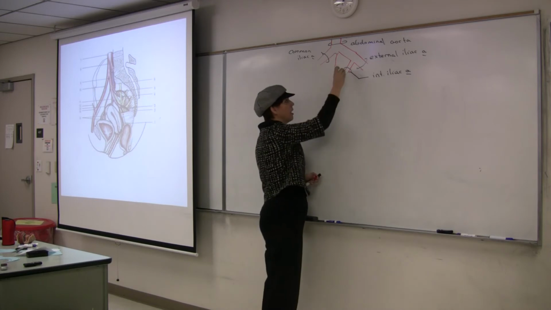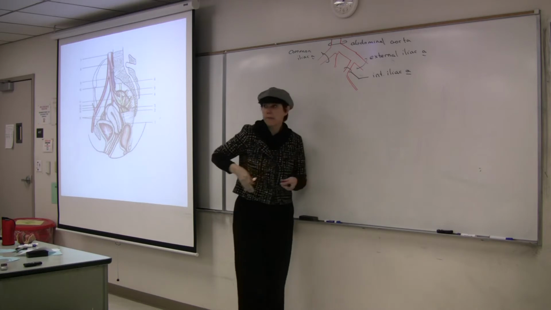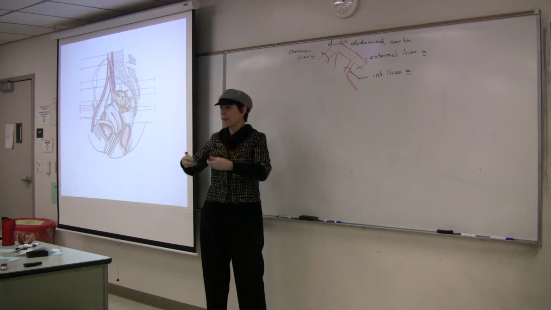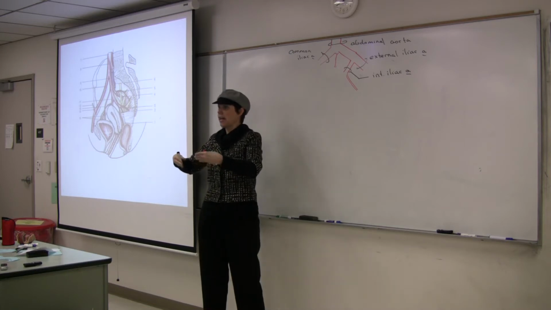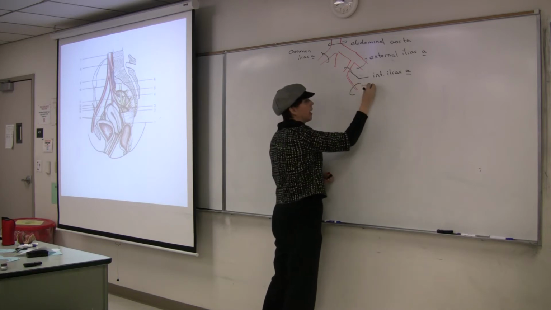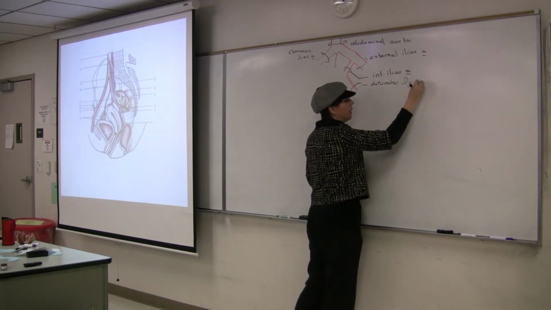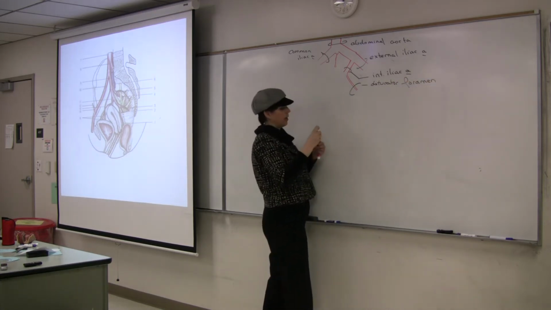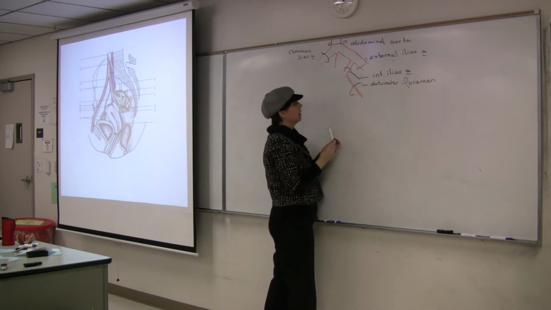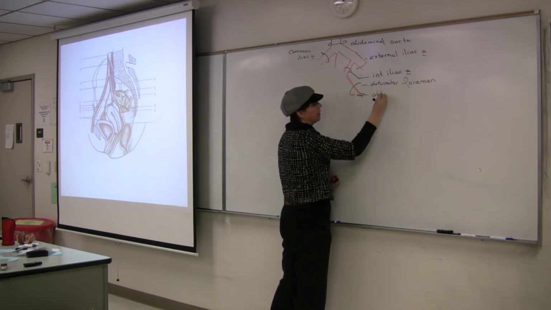So an early branch off of the internal iliac passes forward along the medial wall of the pelvis and out the obturator foramen. Remember the obturator foramen was? It's formed by the pubic and ischial bones. And so the obturator foramen on the front of the pelvis. The obturator nerve passes through, obturator artery passes through that, and it supplies the medial thigh.